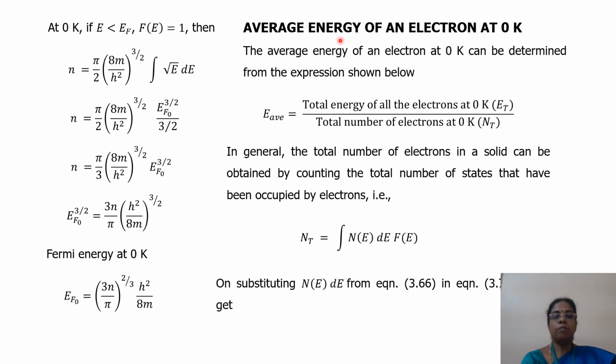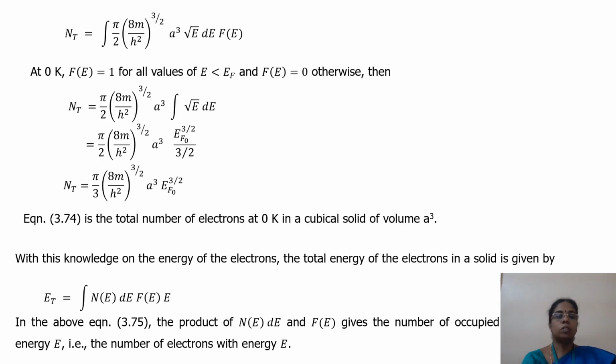Next, we can find out the average energy of the electron at 0 Kelvin. One more thing, n here you can get as pi by 3 (8m by h squared) to the power of 3 by 2 EF to the power of 3 by 2. Now using all this, we can find out the average energy of the electron at 0 Kelvin, which is equal to the total energy of all the electrons at 0 Kelvin divided by the total number of electrons. So we have to find out the total energy ET and also the number of electrons N. The number of electrons is given by the integral of N(E) into F(E). Substituting all these values, we get N to be pi by 3 (8m by h squared) to the power of 3 by 2, a cube, EF to the power of 3 by 2.